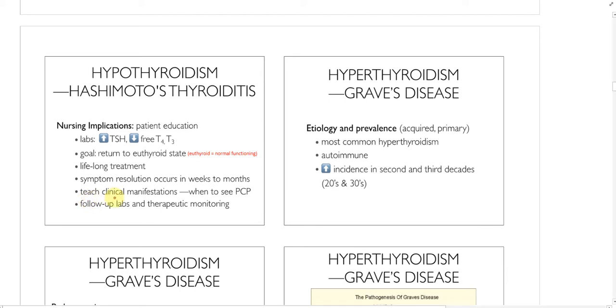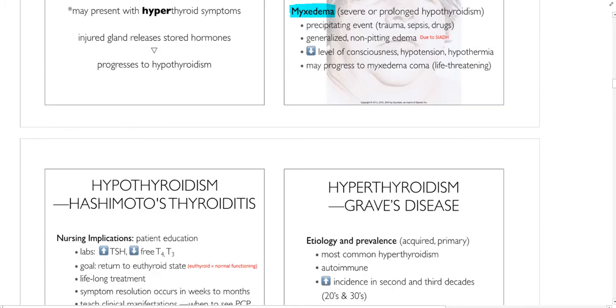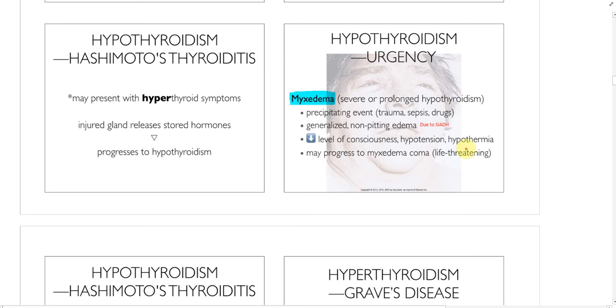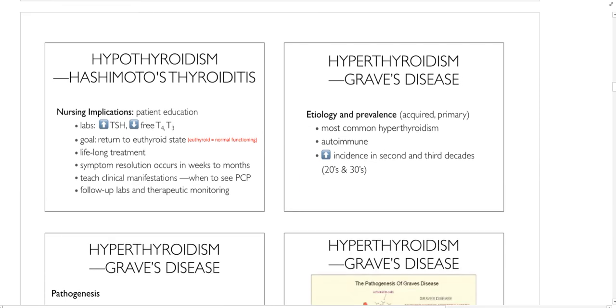We want to teach the clinical manifestations of myxedema. So if you start to experience a lot of fluid accumulation, you're not urinating as much, you're noticing hypotension, hypothermia, low blood pressure, or slow heart rate, then we want to have you call in to the doctor. And there may be more follow-up labs and therapeutic monitoring.